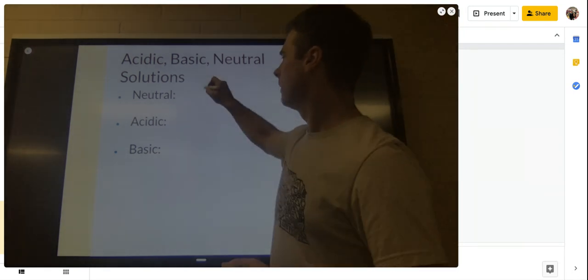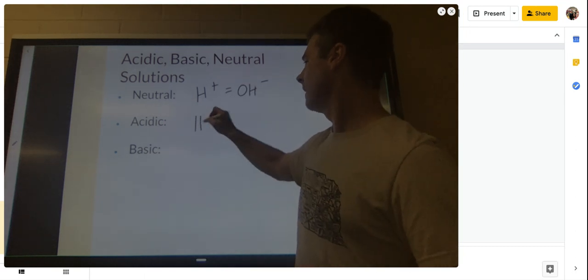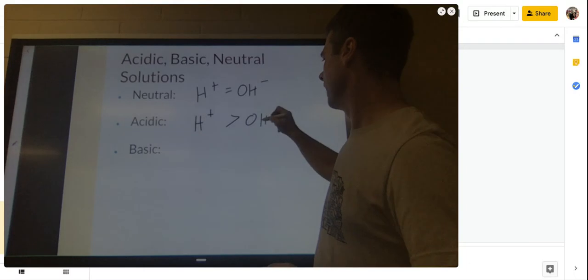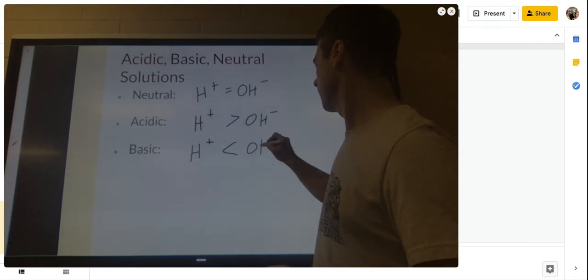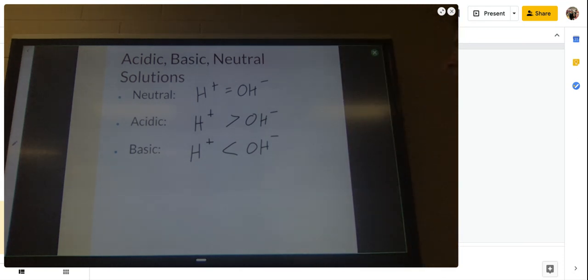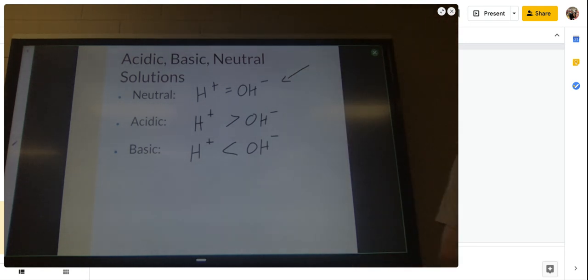So neutral, H plus is equal to OH minus. Acidic, H plus is greater than OH minus. Basic, H plus is less than OH minus. Okay? So all aqueous solutions will fall into one of these three categories. Obviously, to get to this category, there's got to be just the right number of things. We throw in anything that can break into H pluses, it makes it acidic, and basic otherwise. And these values will always fluctuate with each other.